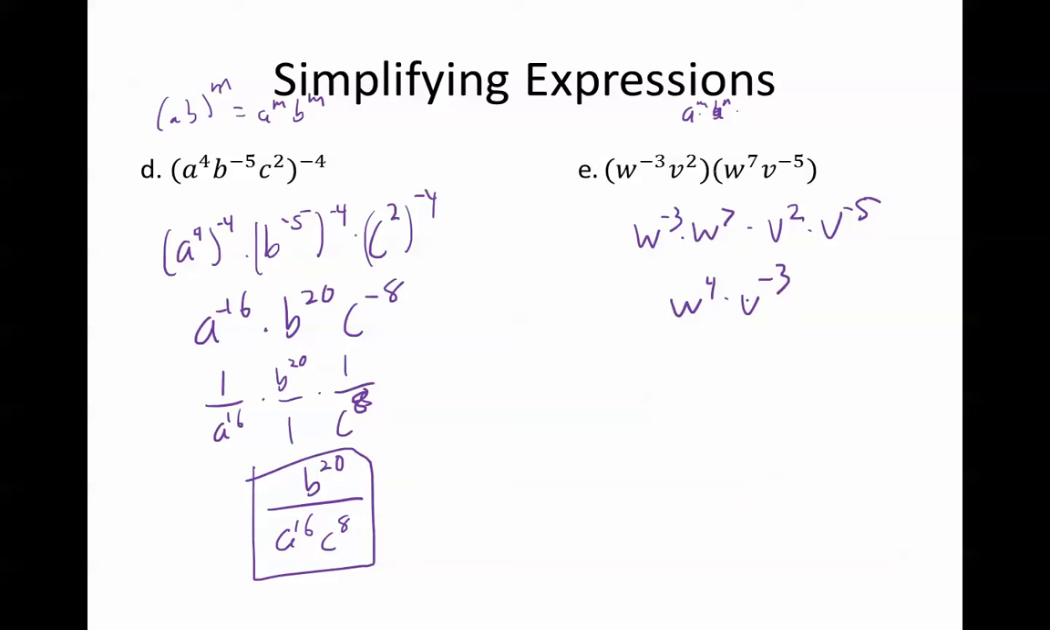Finally, since these are different bases, I don't combine them. I just have to deal with the negative exponent. And the negative exponent flips it, right? Reciprocal. 1 over v to the negative 3rd. So final answer is w to the 4th over v to the 3rd. And I'm sorry, that should be positive, not negative. Negative exponents make reciprocals, okay?